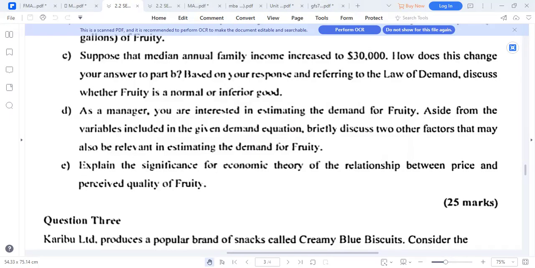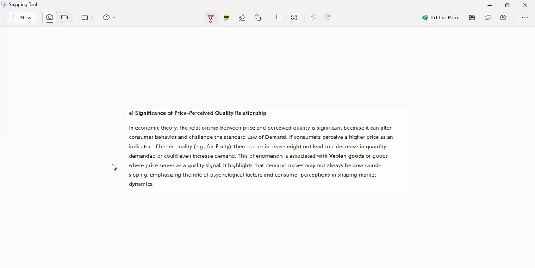What do you think is the relationship between the price and perceived quality? So in economic terms, we must understand that there is a very strong relationship between the price of a good and perceived quality. People will spend more on what they perceive to have high quality. So under economic theory, the relationship between price and perceived quality is significant because it can alter consumer behavior and can challenge the standard law of demand.